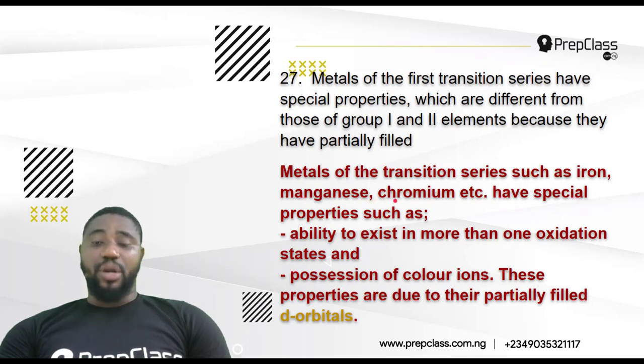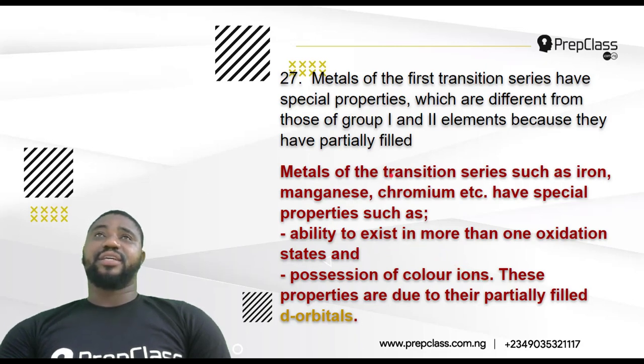manganese, chromium, there are many. We have iron, we have manganese, we have chromium, we have nickel, we have cobalt. They have special properties, and some of these properties are ability to exist in more than one oxidation state, and possession of colored ions.